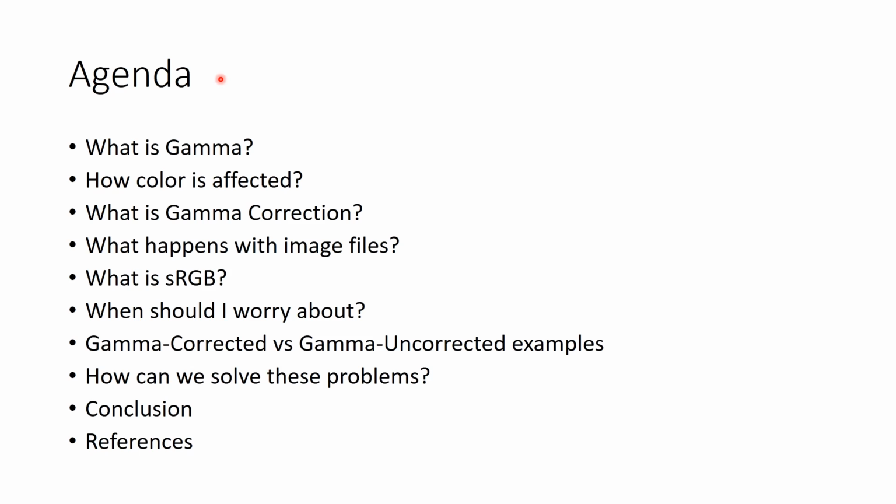This is the agenda. The first topic is what is gamma, then how color is affected, what is gamma correction, what happens with image files, what is sRGB, when should I worry about all this stuff about gamma correction and gamma. After that, we will see some examples of things rendered that are gamma corrected versus others that are gamma uncorrected. Then how can we solve these problems, a conclusion, and after all that stuff, I will show all the references that I used to learn about this topic.